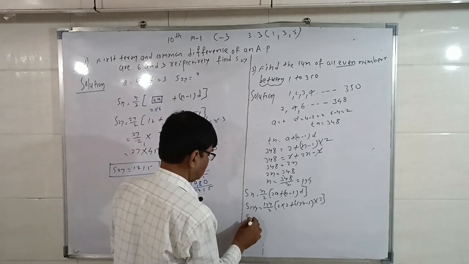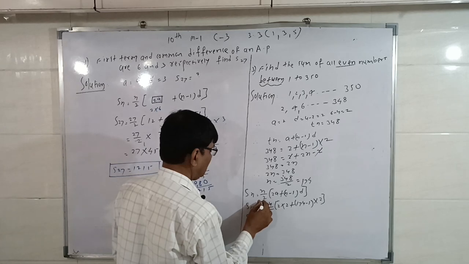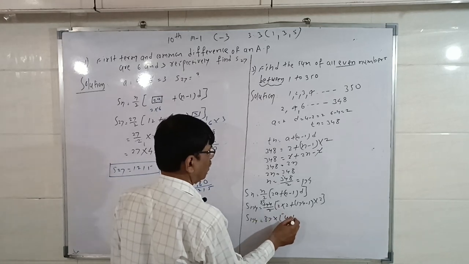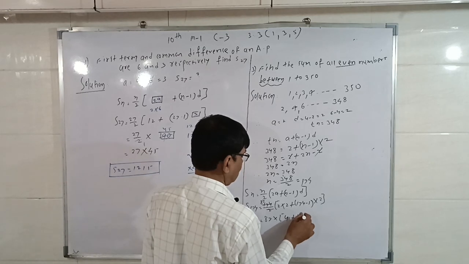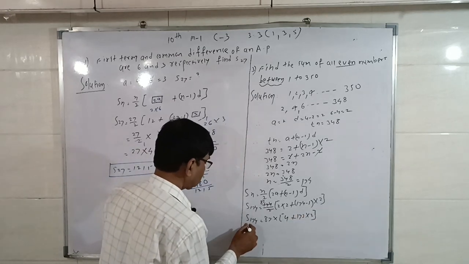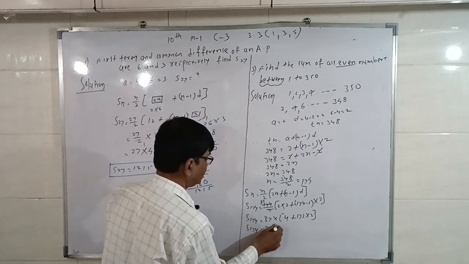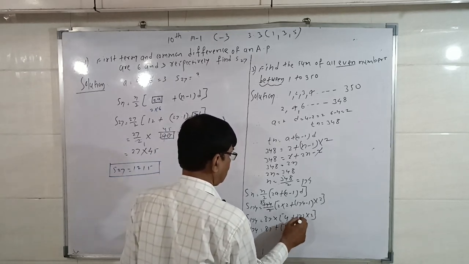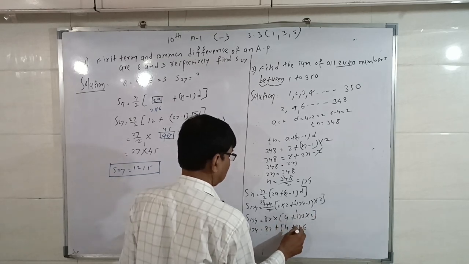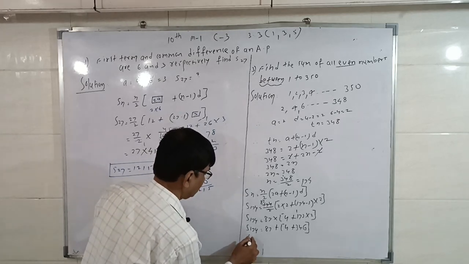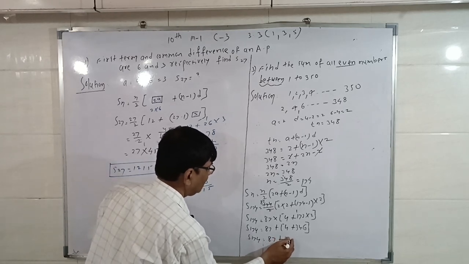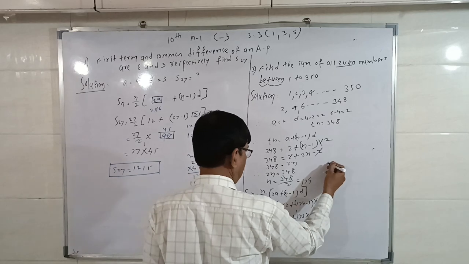Therefore, S174 is equal to 87. So 2 2 are 4. 174 minus 1, that is 173 into 2. So yes, 174, 87, barabar 4, 2 3 is 6, 2 7 is 14, carry 1, 2 1 is 2, plus 1, 3, 346. So S174 is equal to 87 into 350. Okay, you can calculate this.